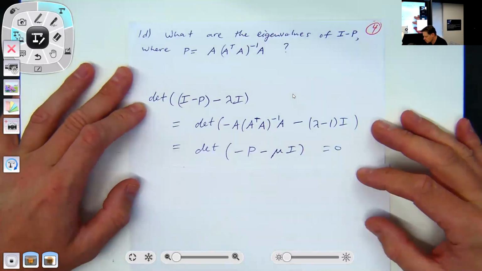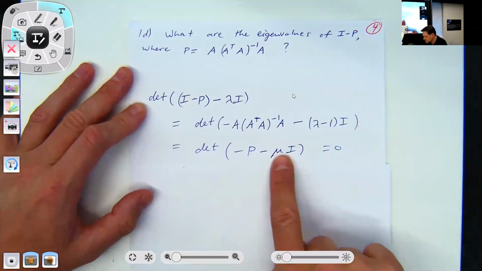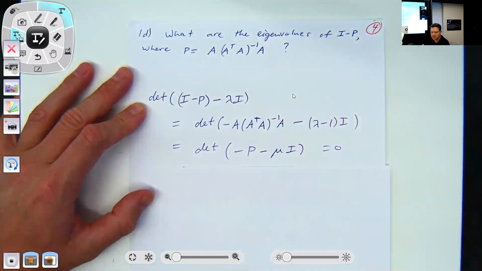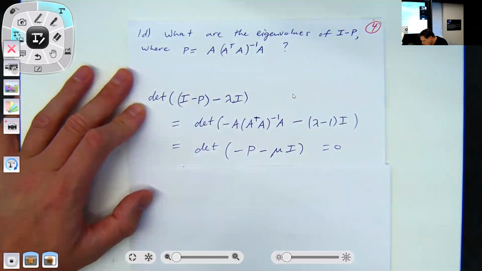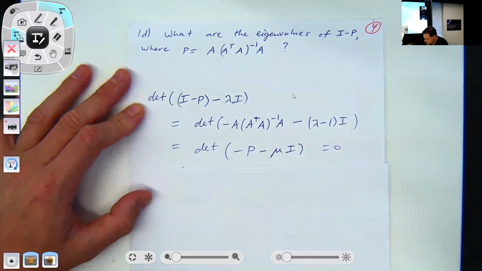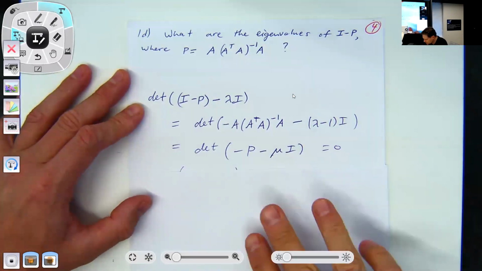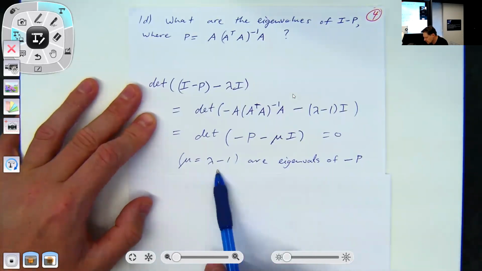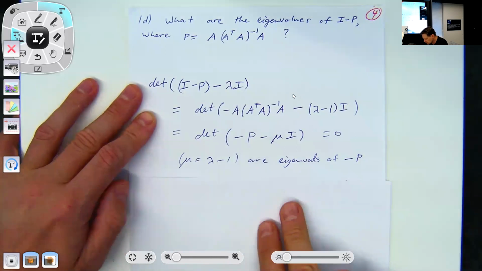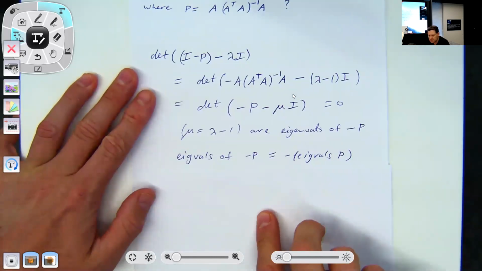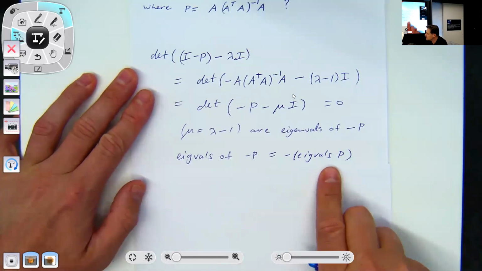All right, and now I've just called this one mu, right? This one right here, lambda minus 1, I've just said, let's call that mu. So this is the determinant of minus P minus mu I. Okay, so mu are the eigenvalues of minus P. And so we've got this relationship between mu and lambda. Okay, but it's important to note that the eigenvalues of minus P are the same as the eigenvalues of P.